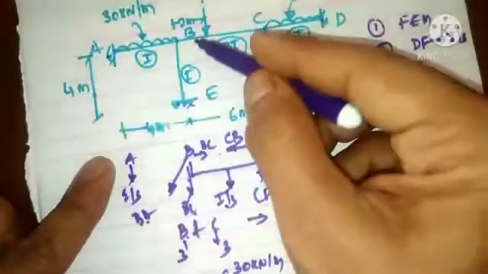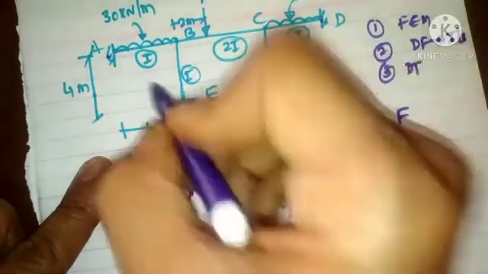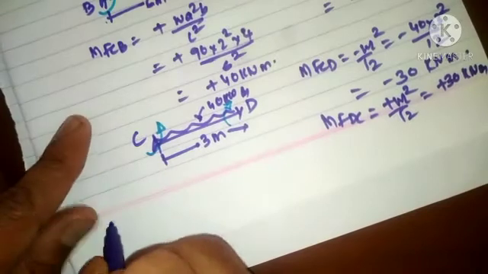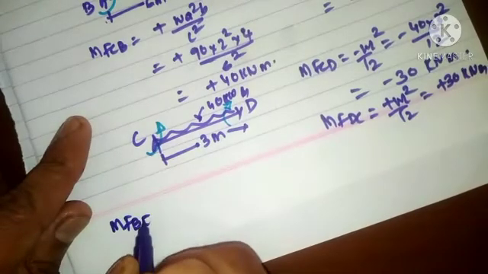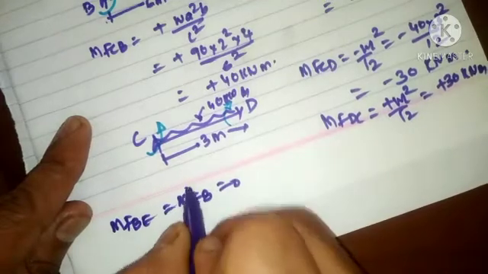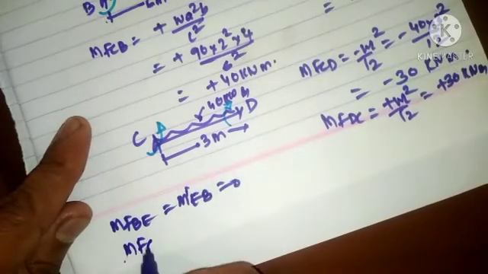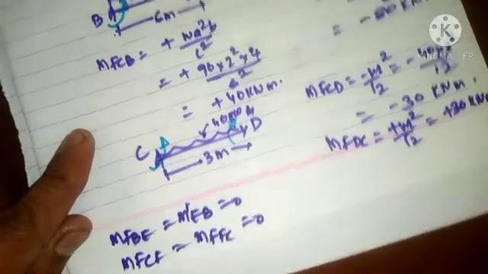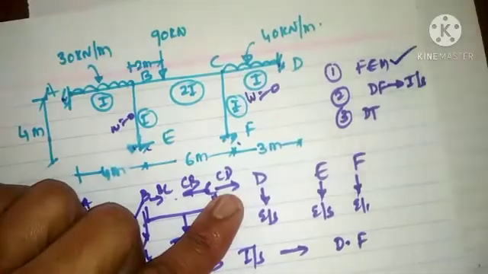Since there are no loads for BE and CF, W is 0 for BE and W is 0 for CF. So all these fixed end moments, that is MFBE, MFEB, both will be 0. Likewise, MFCF and MFFC, again both values will be 0. So this is nothing but the first step, which is the computation of the fixed end moments.